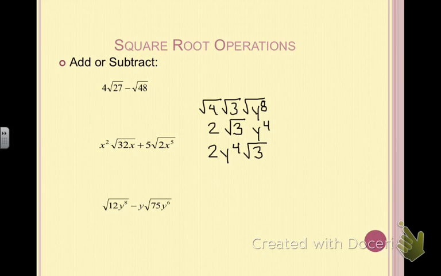The square root of the product of 75 and y to the 7th power breaks into the square root of 25, the square root of 3, and the square root of y to the 6th. Remember that there is also a y in the front still. Take the square roots of all the perfect squares. The square root of 25 is 5. The square root of y to the 6th is y cubed. The other factors remain the same.